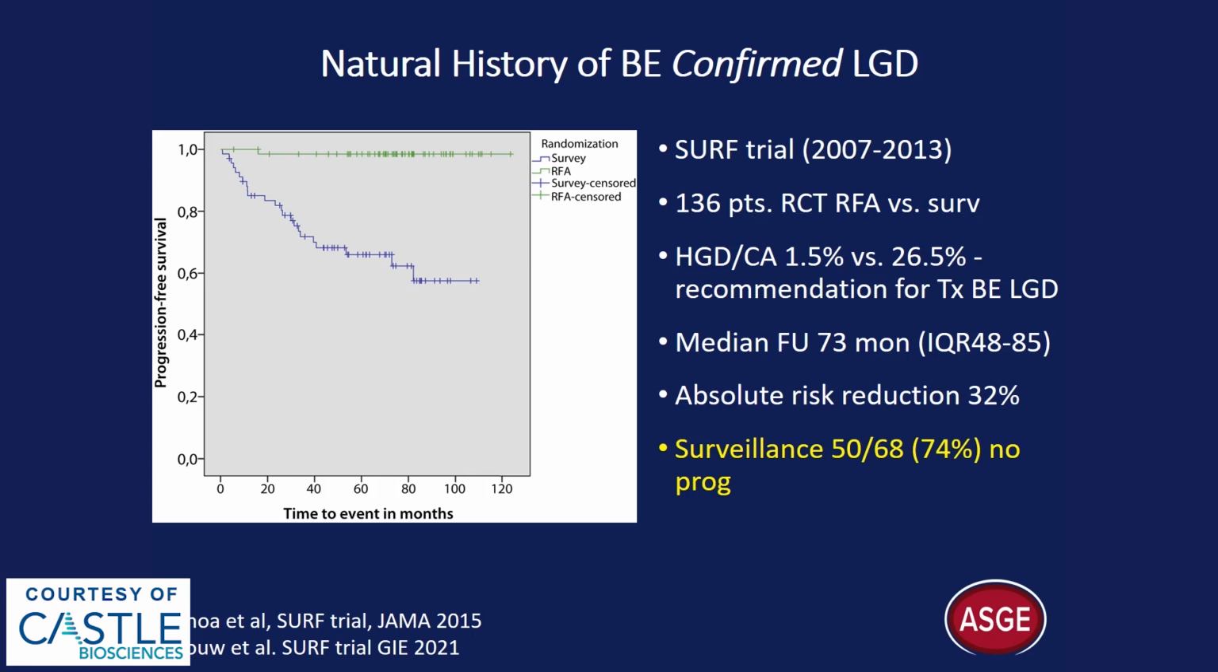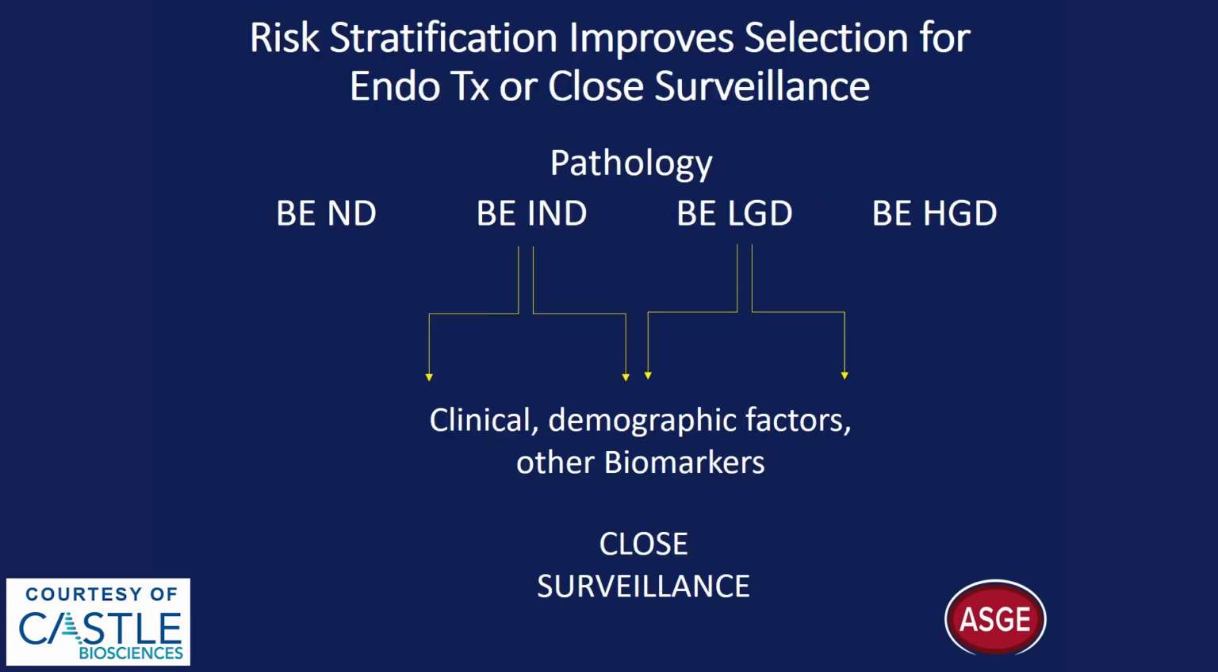But notably, in the surveillance group, 50 of the 68 patients, or 74%, did not progress, which begs the question, can we better refine the selection of criteria for endoscopic eradication therapy even further? Risk stratification improves selection for endoscopic therapy, particularly in patients with Barrett's with indefinite for dysplasia or low-grade dysplasia, where we know that pathology has a significant inter-observer variability for interpretation.